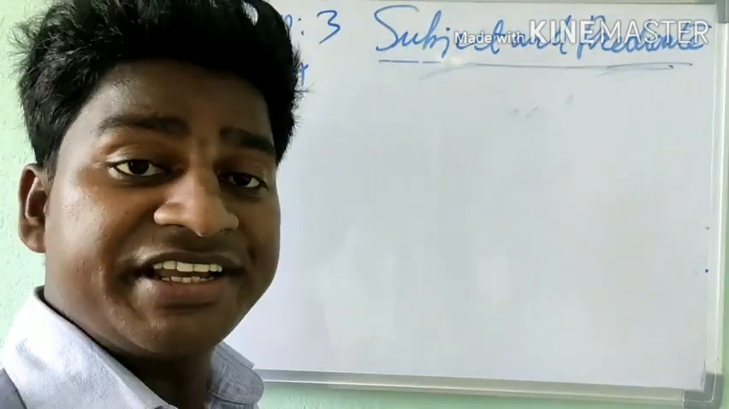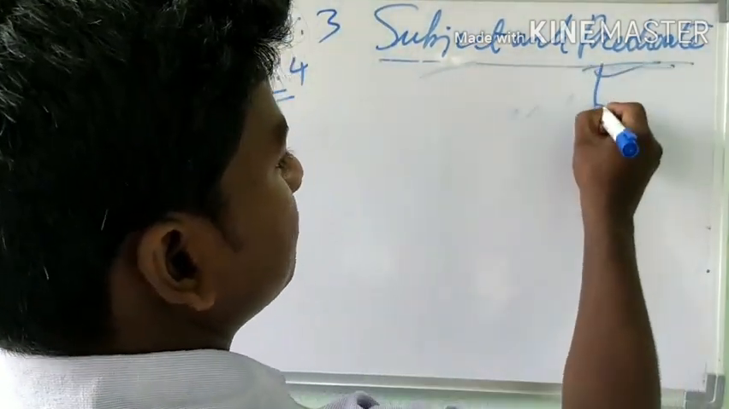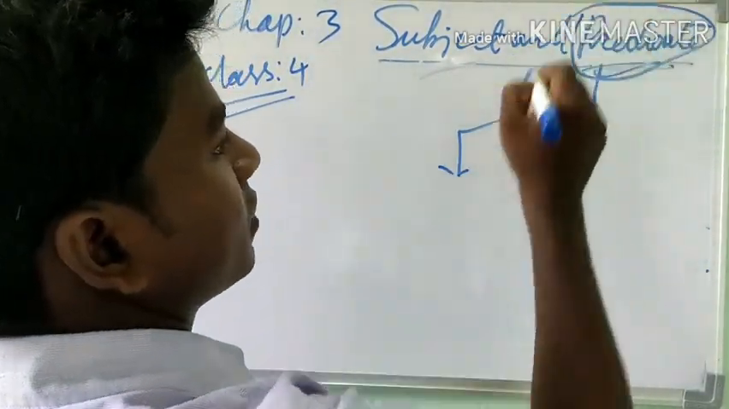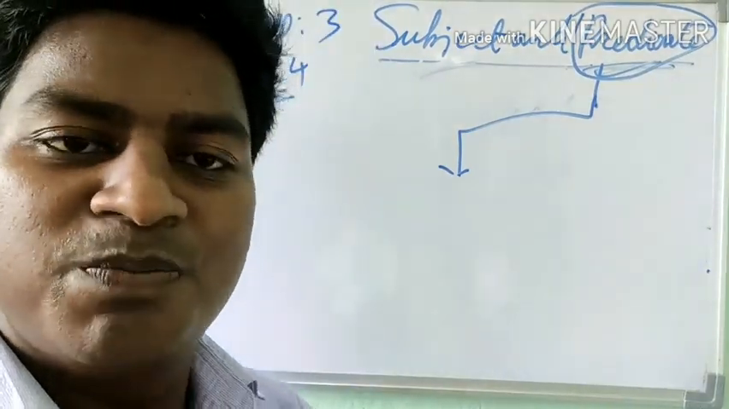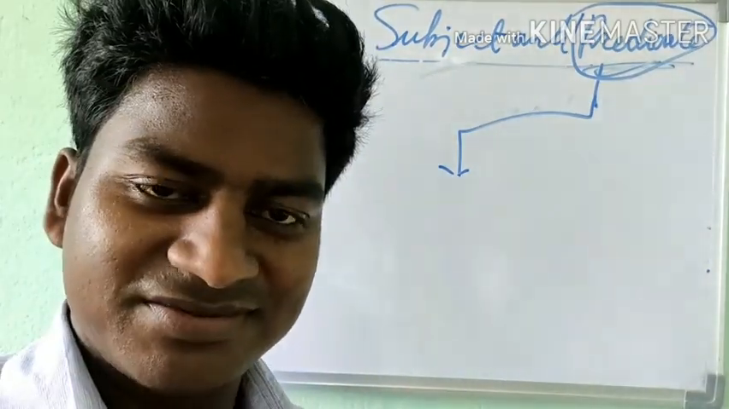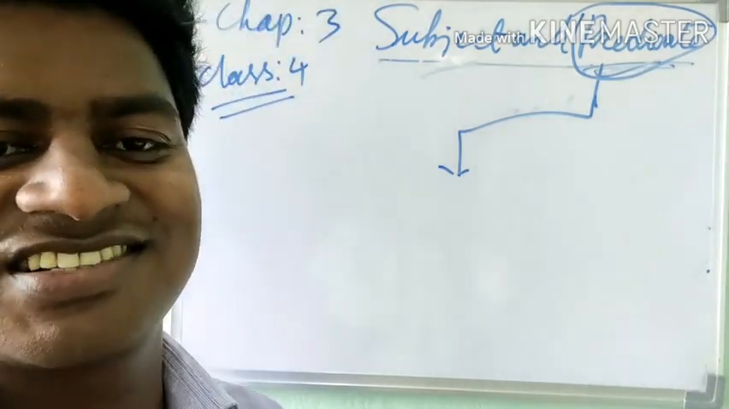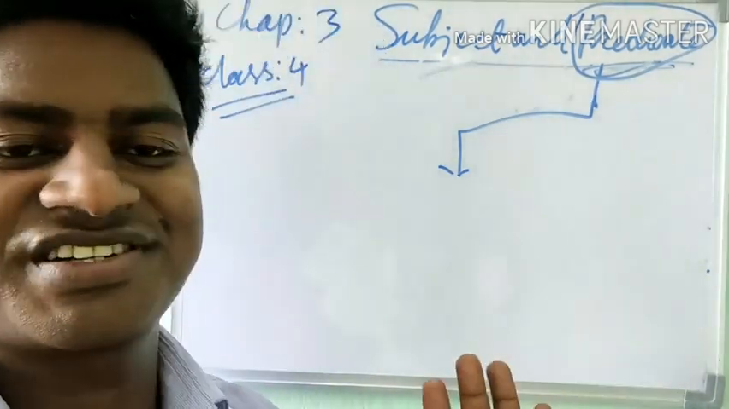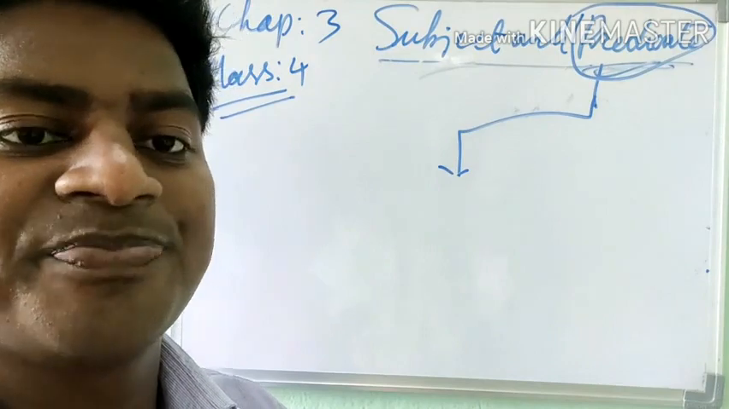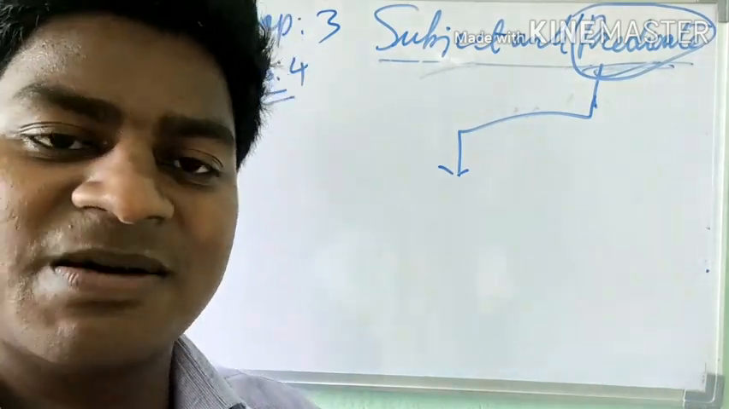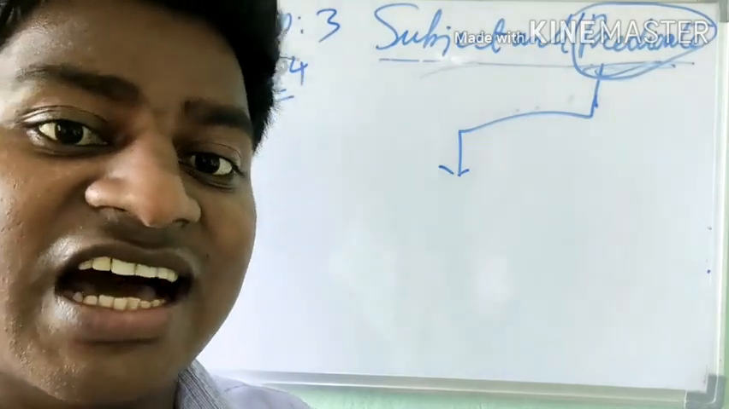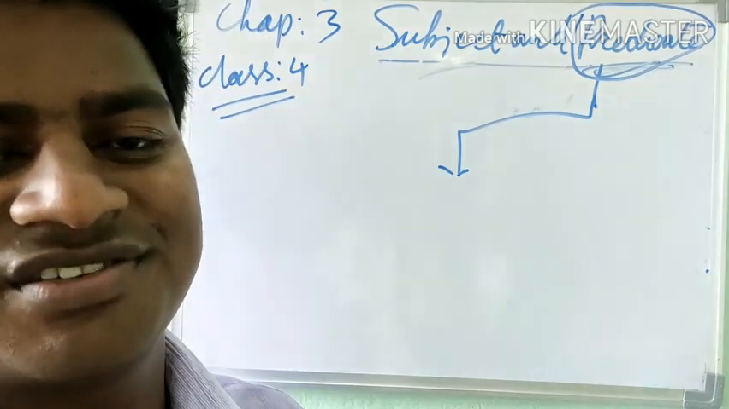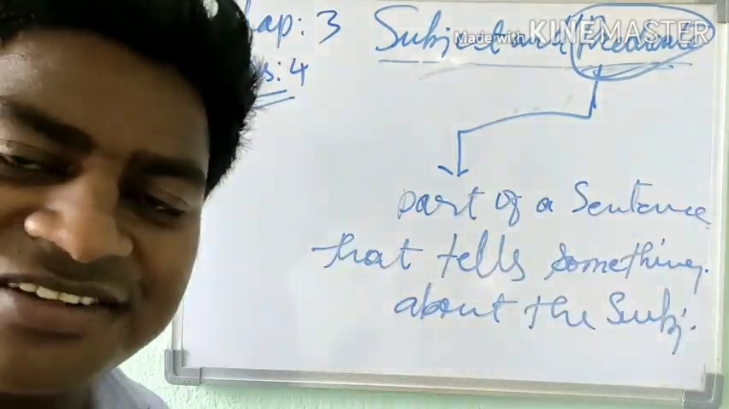Clear? Now, what is predicate? Predicate is the part of a sentence that tells us something about the subject. Clear? Once again, predicate is the part of a sentence that tells us something about the subject. Clear? Good.